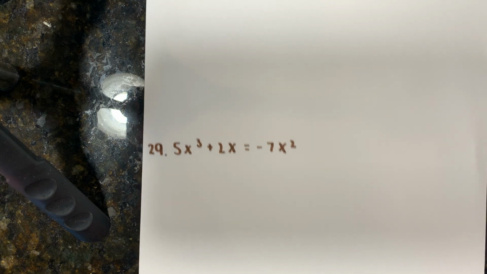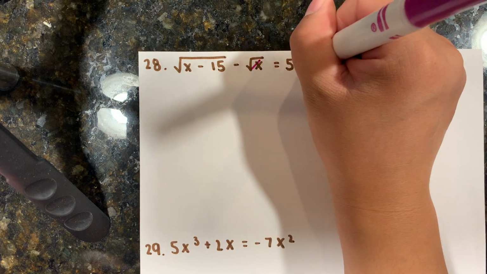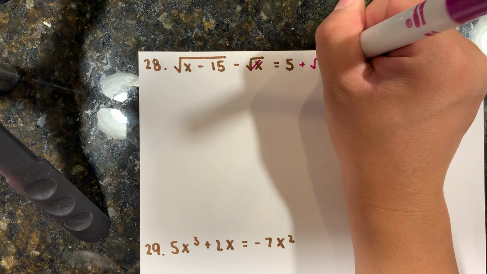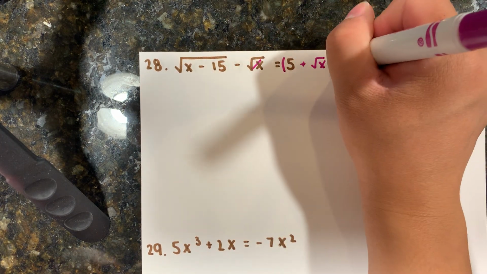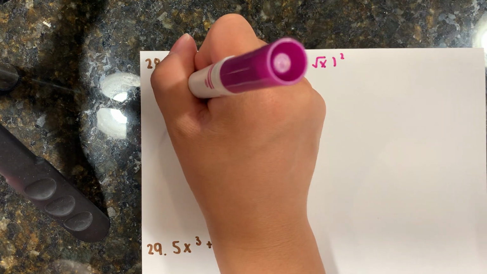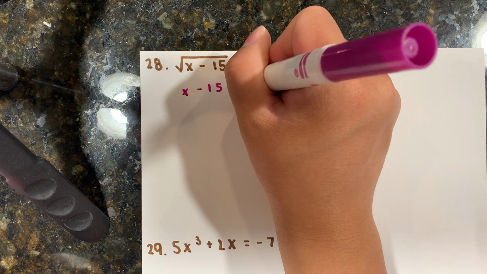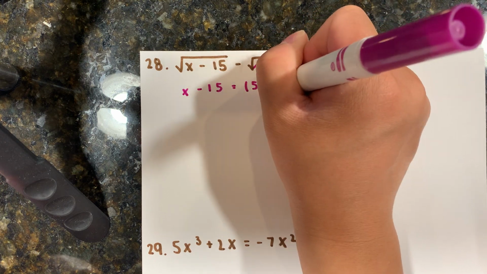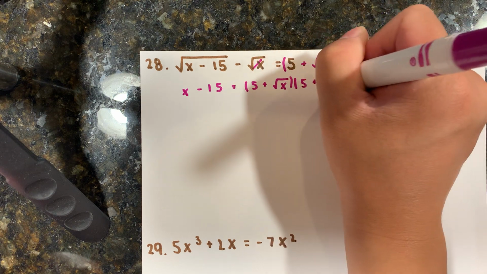Now looking at number 28, the first thing that you're going to do is move the square root of x over to the other side by adding it. Now you're going to square both sides. So that means the left side would just become x minus 15. The right-hand side would become 5 plus root x times 5 plus root x.